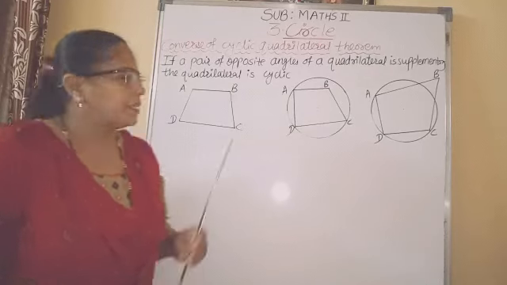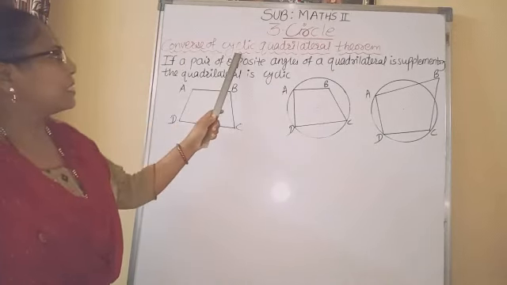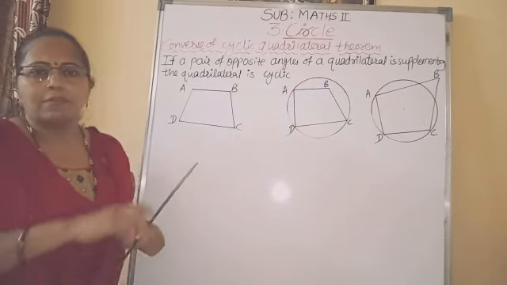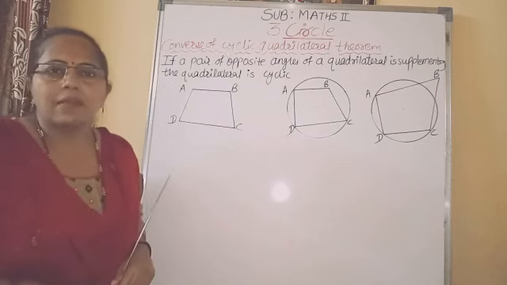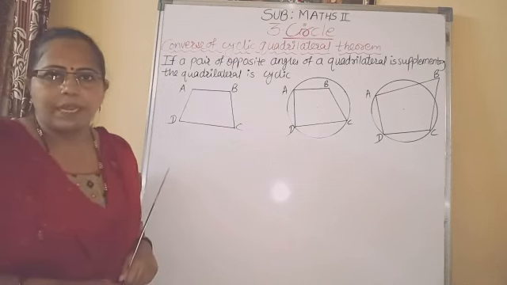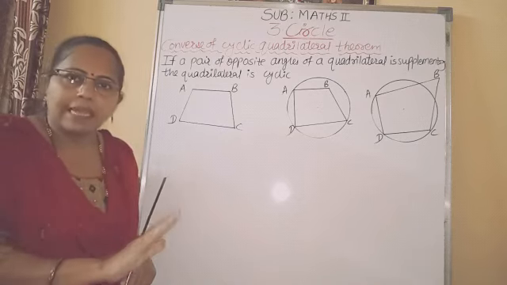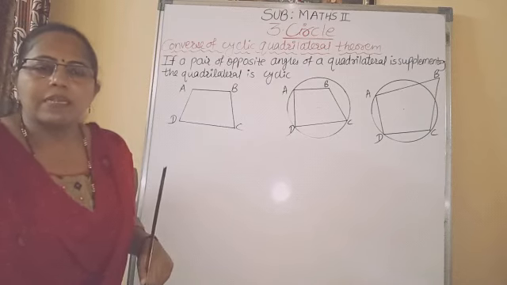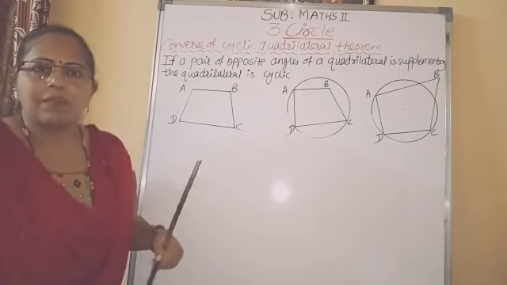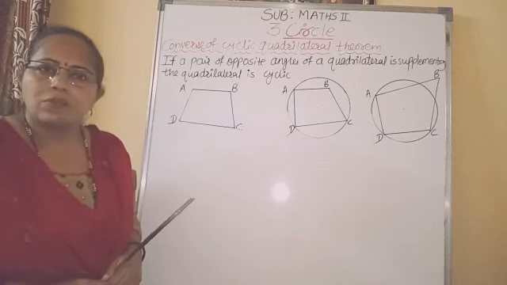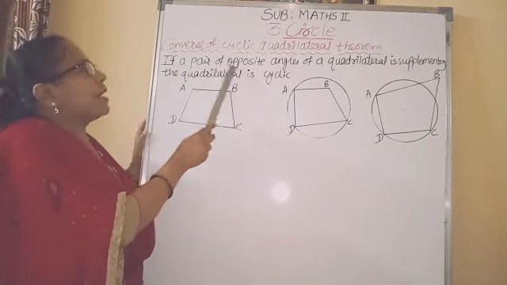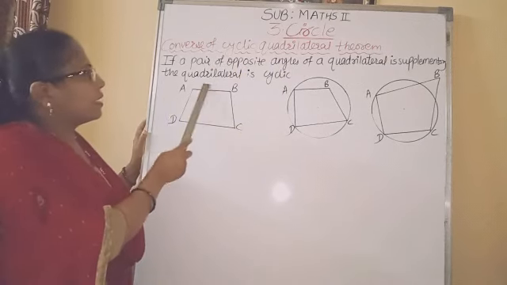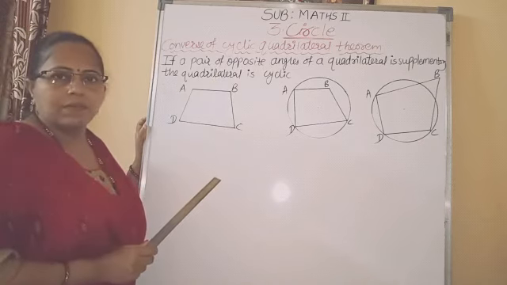Students, now next topic is converse of cyclic quadrilateral theorem. We studied cyclic quadrilateral theorem that opposite angles of cyclic quadrilateral are supplementary. That means if the quadrilateral is cyclic, its opposite angles are supplementary. Now in converse statement, the given and to prove is interchanged. So the converse statement is if a pair of opposite angles of a quadrilateral is supplementary, the quadrilateral is cyclic.